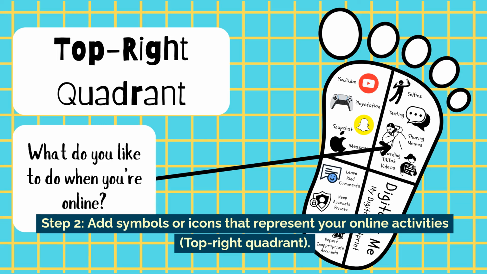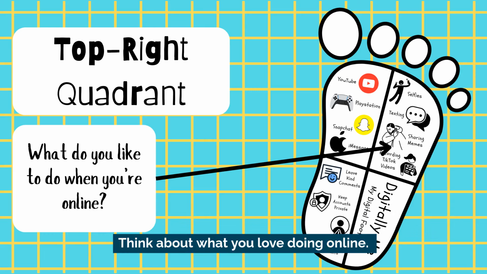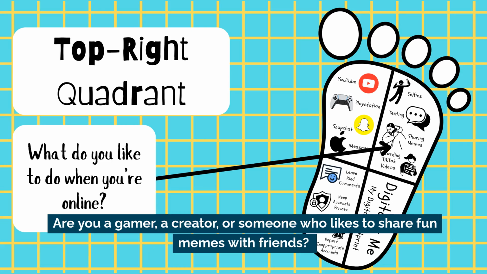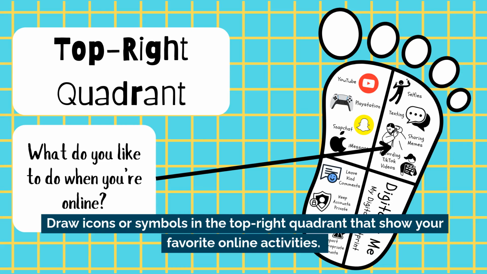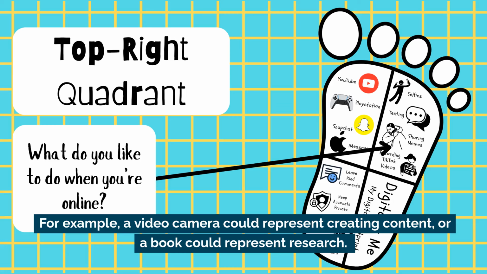Step 2. Add symbols or icons that represent your online activities in the top right quadrant. Think about what you love doing online. Are you a gamer, a creator, or someone who likes to share fun memes with friends? Draw icons or symbols in the top right quadrant that show your favorite online activities. For example, a video camera could represent creating content, or a book could represent research. These activities are all part of your active digital footprint, which is made up of the things you intentionally choose to do online. Label the symbols so we know what they represent.